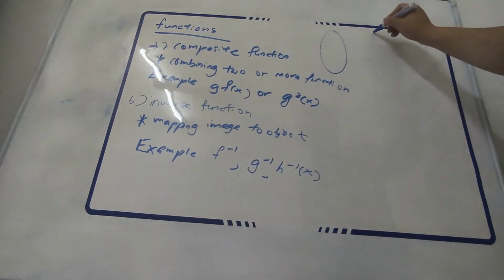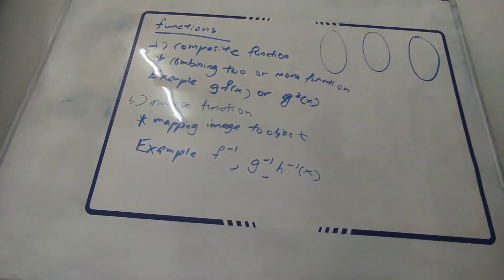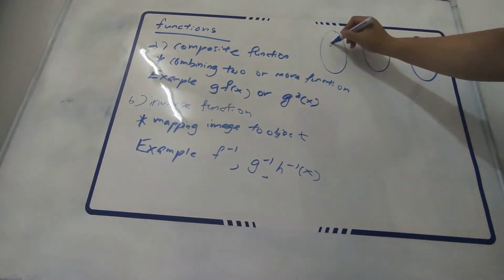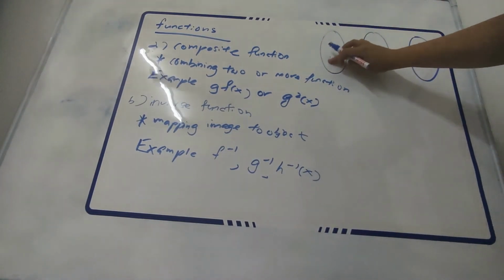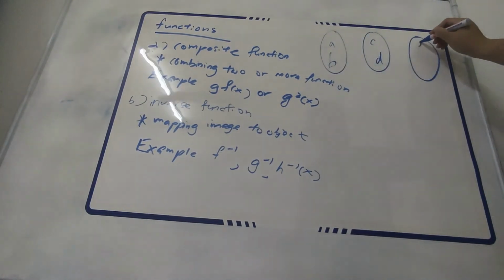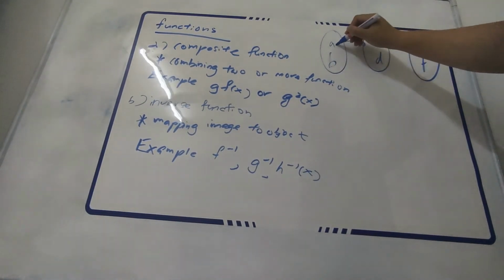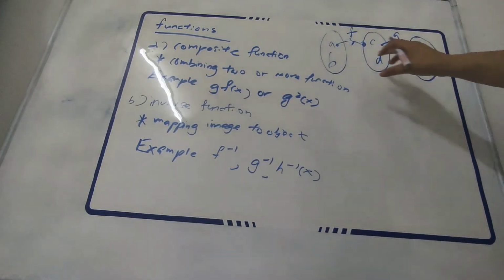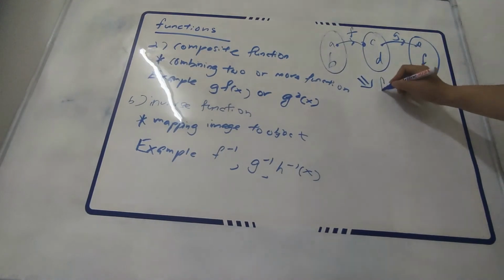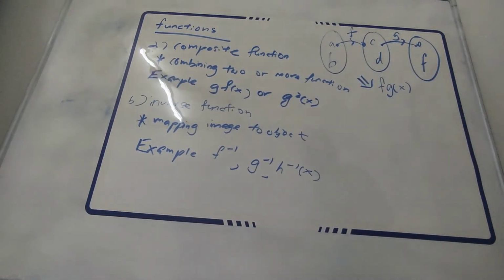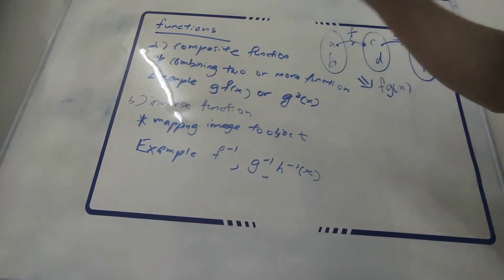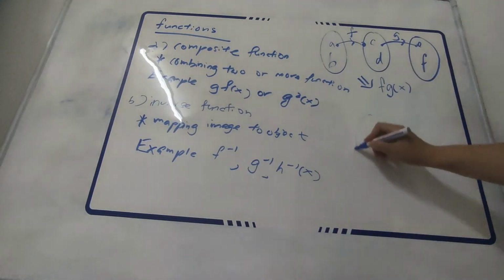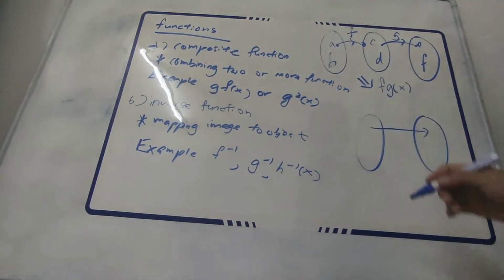The composite function that has a mapping diagram actually is like this. Let's say you have a function of f g x. So you have the elements inside the mapping diagram, a, b, c, d, e, f. This is f, this is g. That means this mapping diagram is showing the function of f g x.